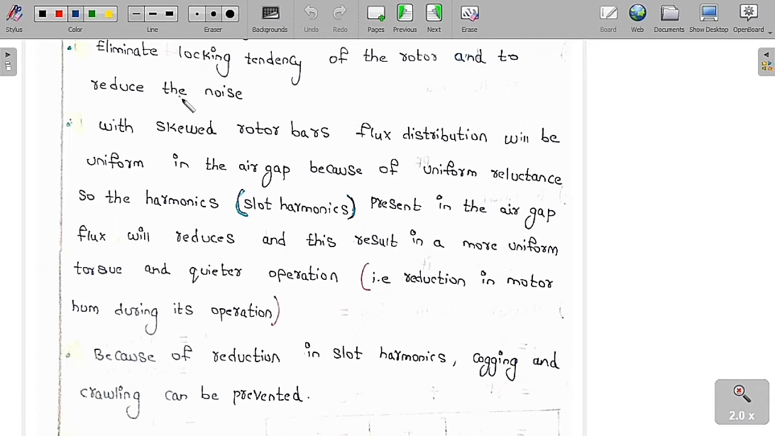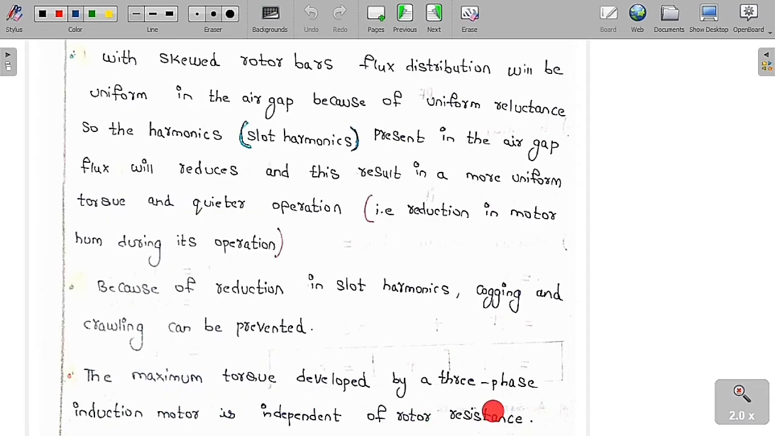The rotor slots of the squirrel cage induction motor are skewed slightly, so as to eliminate the locking tendency of the rotor and to reduce the noise. With the skewed rotor bars, the flux distribution will be uniform in the air gap because of uniform reluctance. So the slot harmonics present in the air gap flux will reduce, and this will result in a more uniform torque and quieter operation, that is, reduction in the motor humming during its operation. Because of reduction in the slot harmonics, cogging and crawling can also be prevented, but the efficiency is also going to decrease.